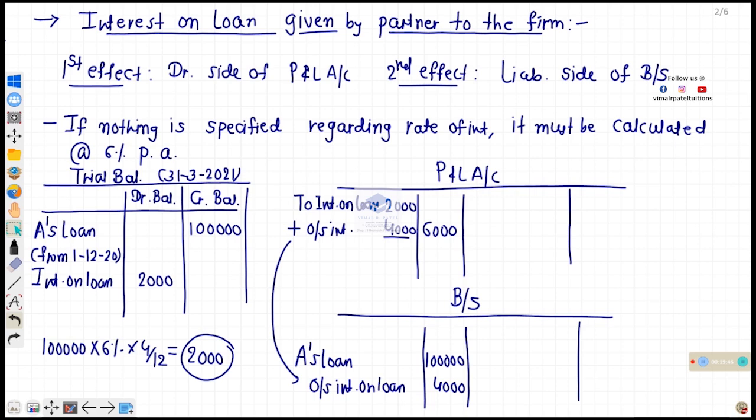Then 60% of the amount will be given by the insurance company because they have admitted the claim. So 6,000 insurance claim on the asset side. So your loss is 4,000, because out of goods worth rupees 10,000 lost by fire, 6,000 will be reimbursed by the insurance company. So your actual loss is 4,000. So 4,000 will be debited to P&L account.